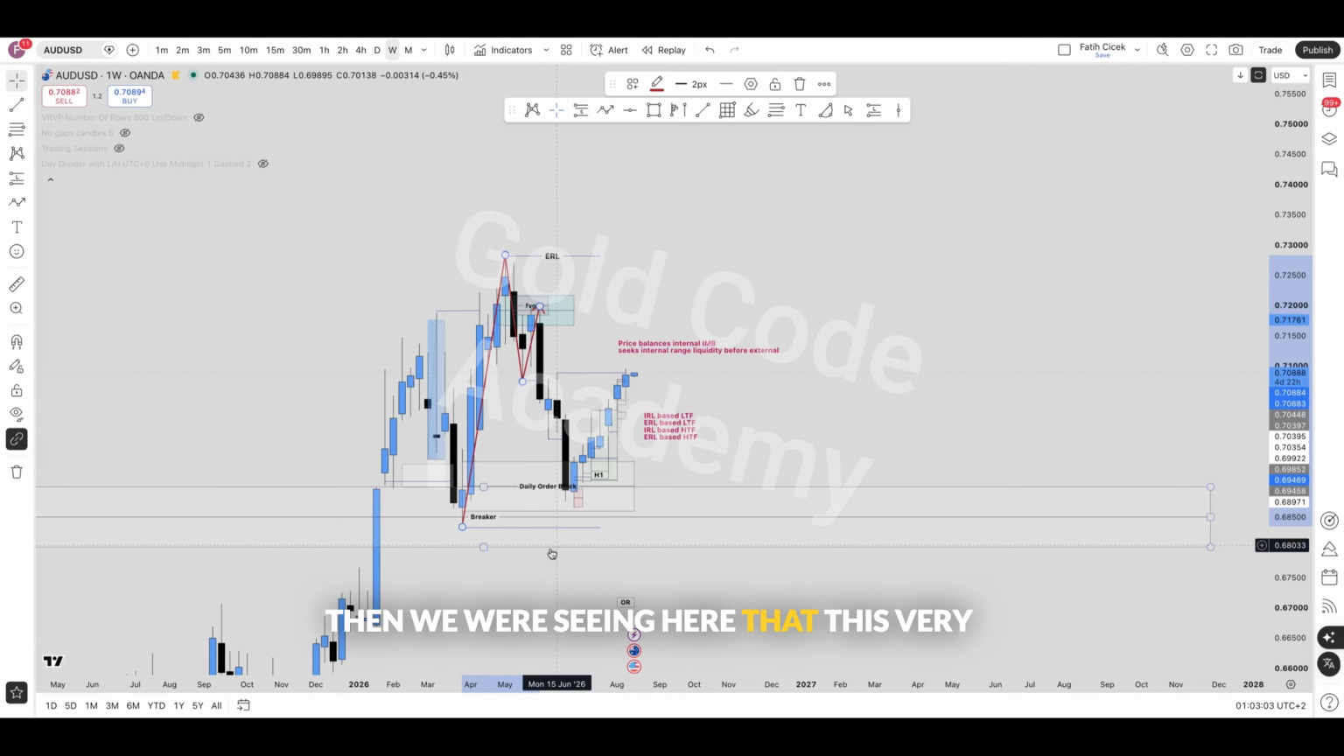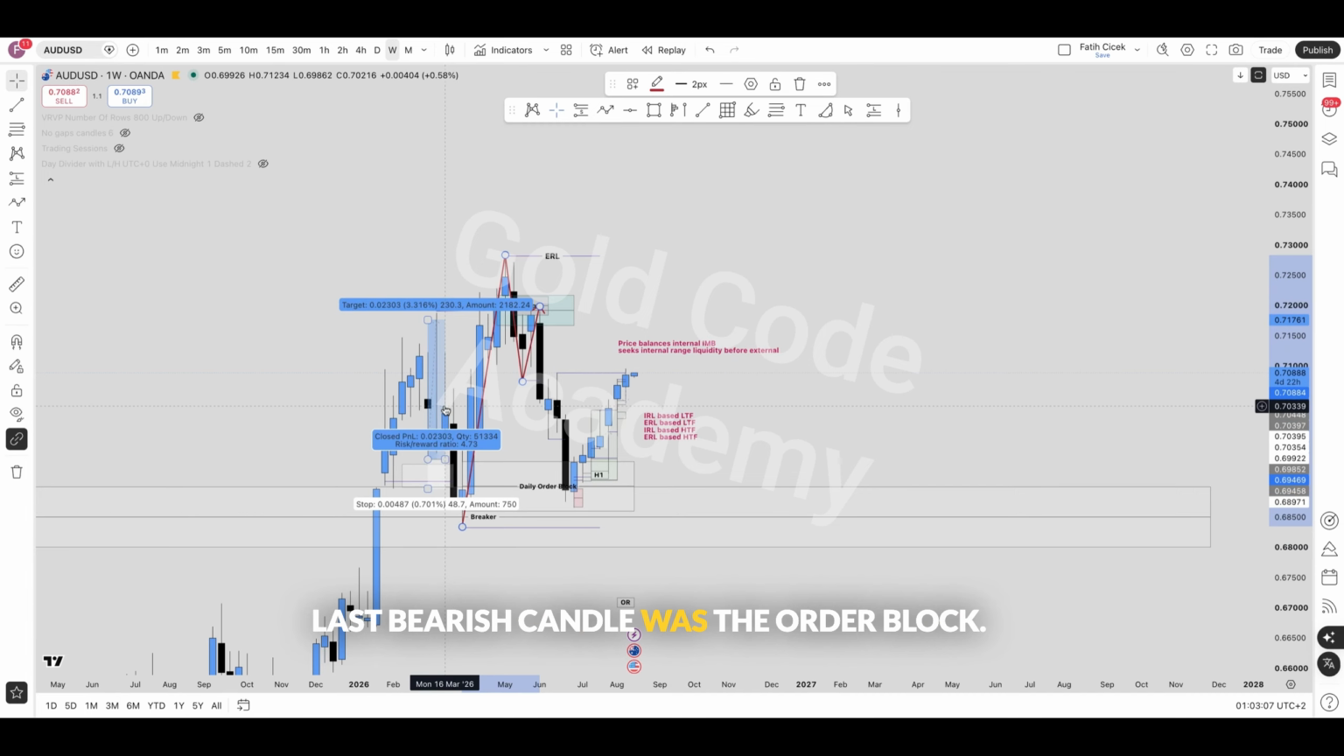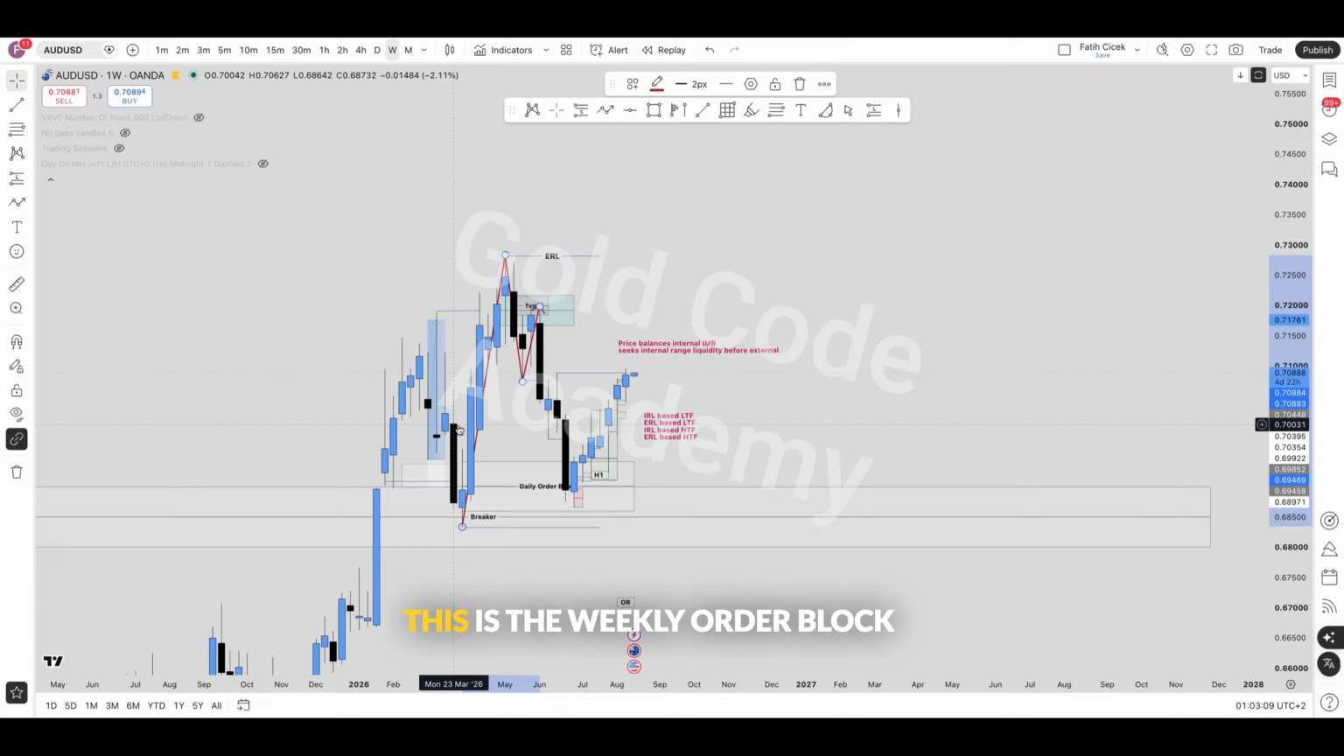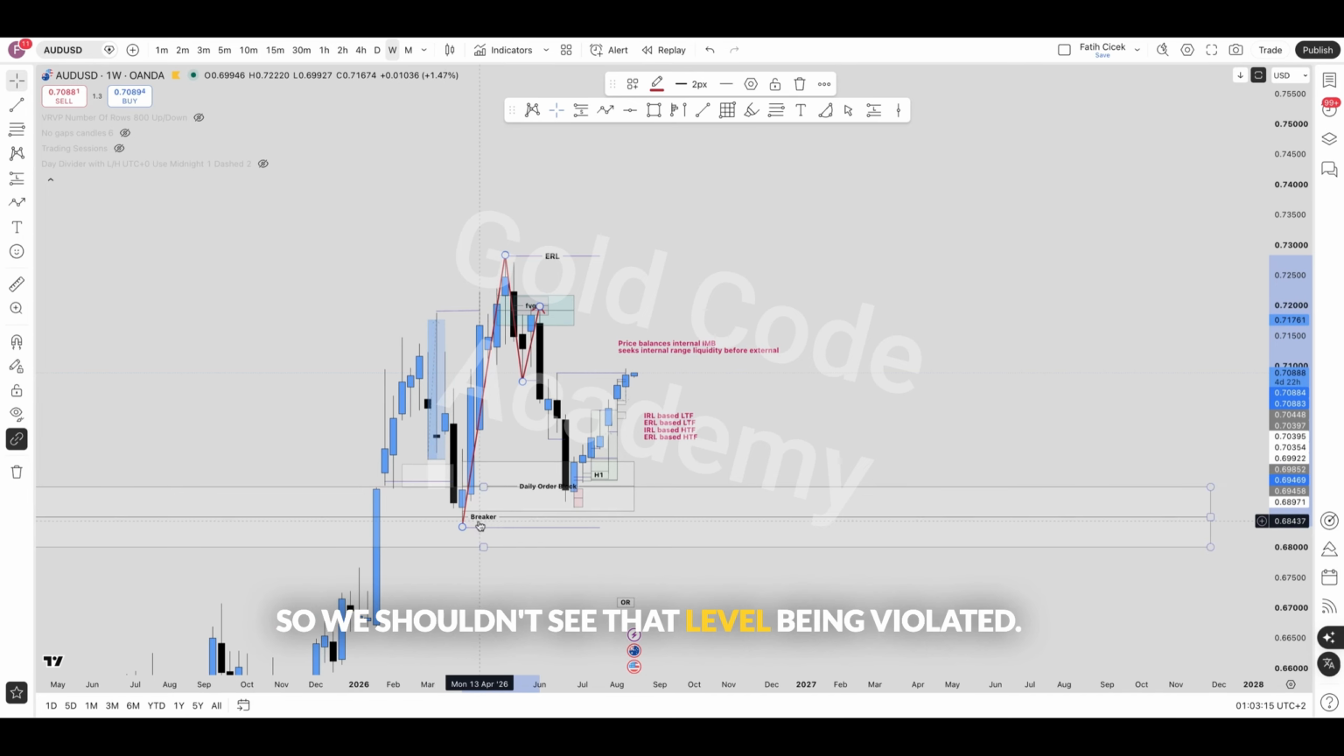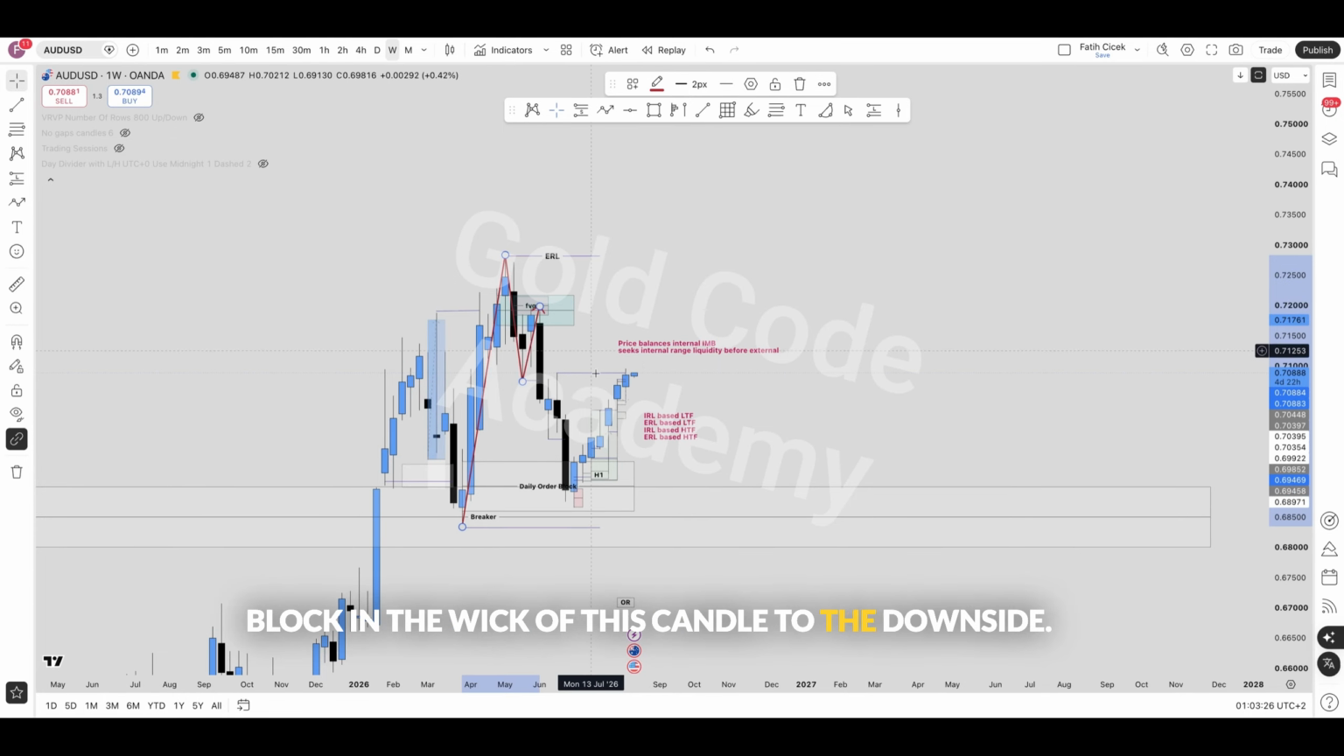Then we were seeing here that this very last bearish candle was the order block. This is the weekly order block that moved price higher. So we shouldn't see that level being violated. We shouldn't see price disrespecting this order block and the wick of this candle to the downside.